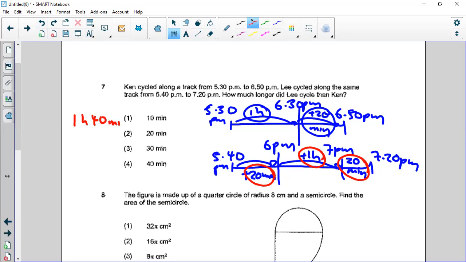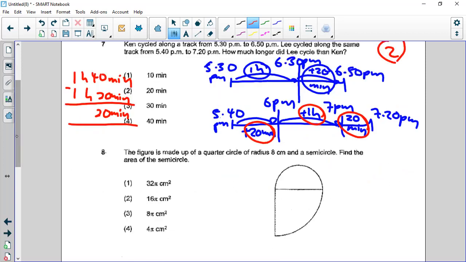So if Lee cycled for 1 hour 40 minutes and Ken cycled for 1 hour 20 minutes, how much longer? You have to minus. So there will be 20 minutes longer. So your answer is number 2. Clear? So use a timeline to get your duration.